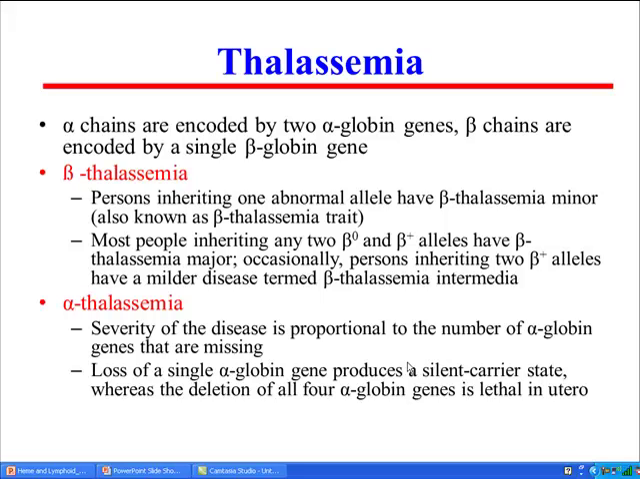Okay, with alpha thalassemia, remember the alpha chains are encoded by two alpha globin genes. And so the severity of the disease is proportional to the number of alpha globin genes that are missing. In this disease, the gene is missing instead of mutated. So if there's a loss of just one single alpha globin gene, then the patient will be just a silent carrier. However, if there is deletion of all four of the alpha globin genes, then it's lethal, and it's usually lethal in utero.